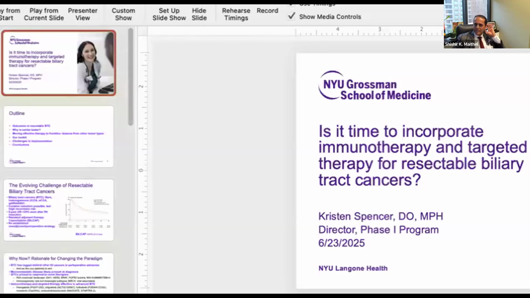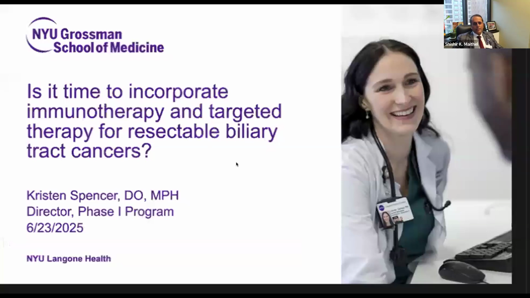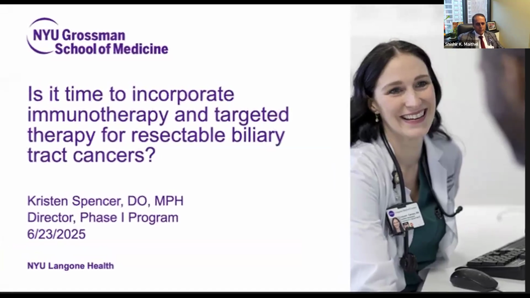Dr. Spencer, we'll move on to Dr. Spencer. So of course, this is a whole multidisciplinary effort in terms of treating our patients with cholangio, whether it's transplant, resection, adjuvant, neoadjuvant. So as Dr. Borja alluded to, lots of new therapies in terms of immunotherapy, targeted therapy. So Dr. Spencer will bring it home for us in terms of resectable biliary cancers.